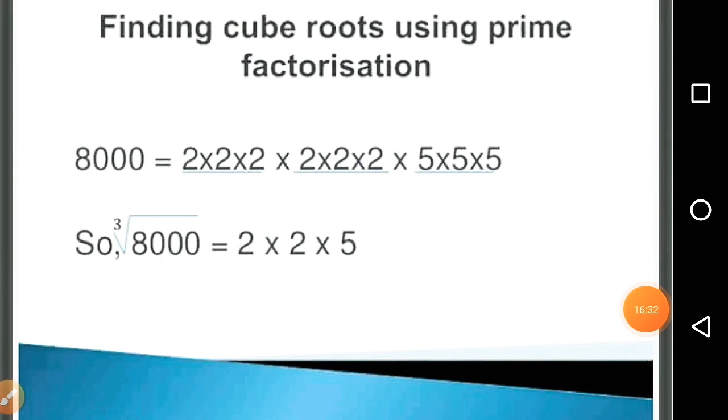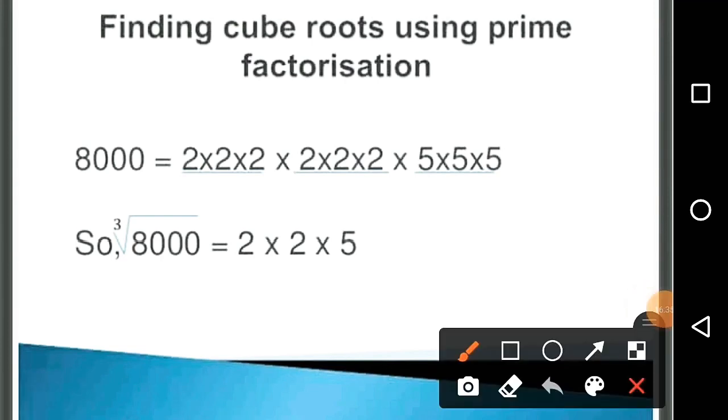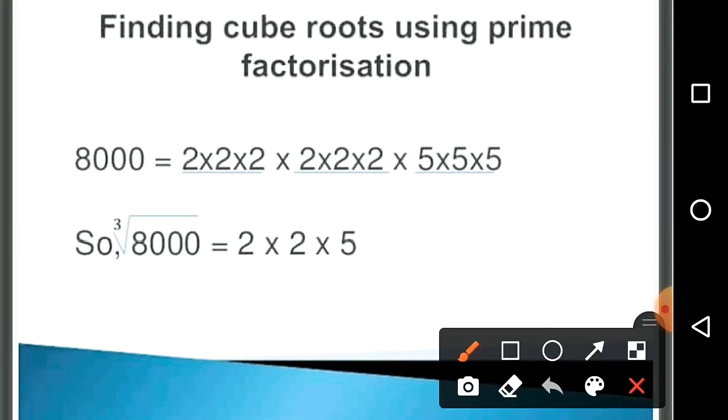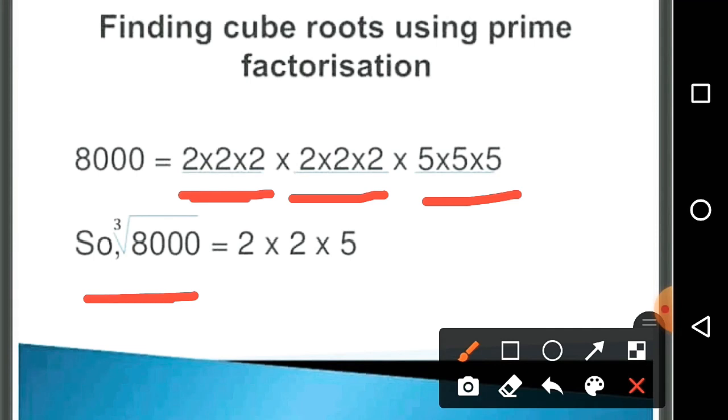So this is one example, finding cube roots using the prime factorization method. 8000 was given. This way you can find it by prime factorization of any number. So these are the factors of 8000. If you see the factors, this 2 is 3 times, here again 2 is 3 times, here 5 is 3 times. So all the factors are in groups of 3, all are in triplets. So the cube root of 8000 will be: out of this group of 3 we take only one 2. Similarly, out of this group of 3 we take one 2. Out of the 3 fives we take one 5, and then we multiply these, and that will be the cube root.